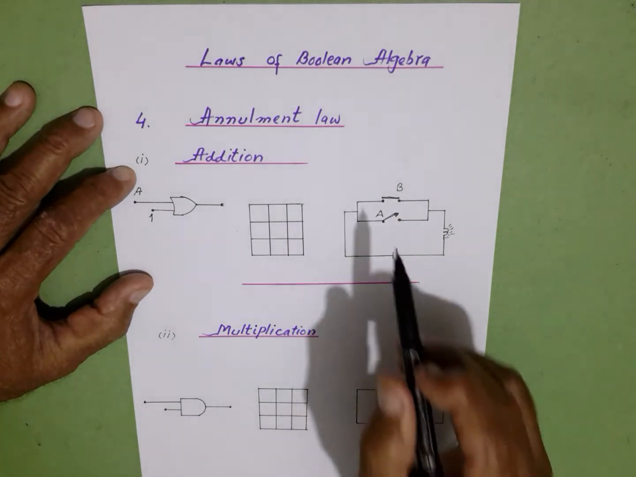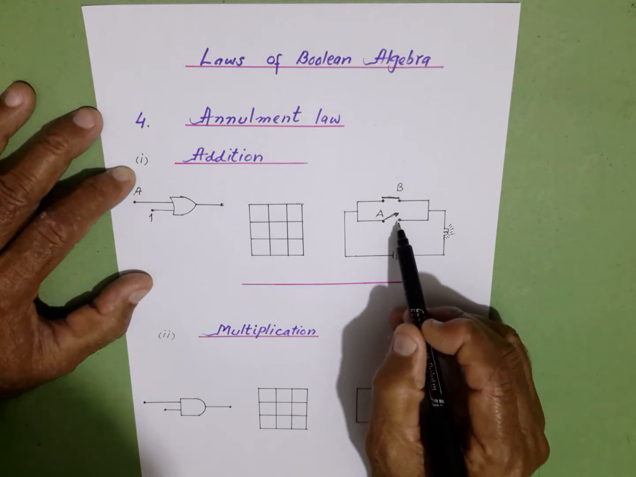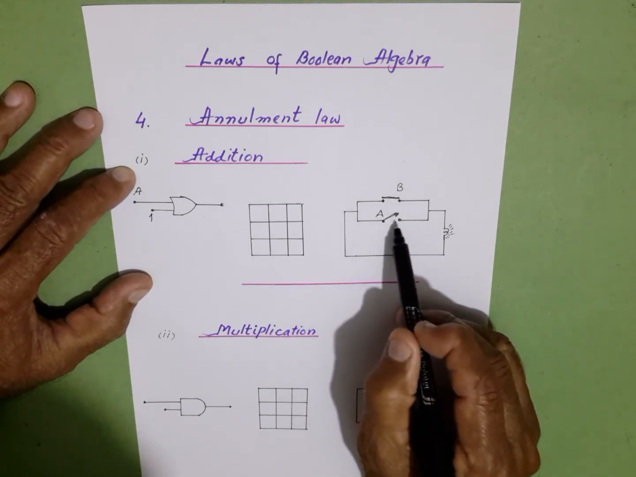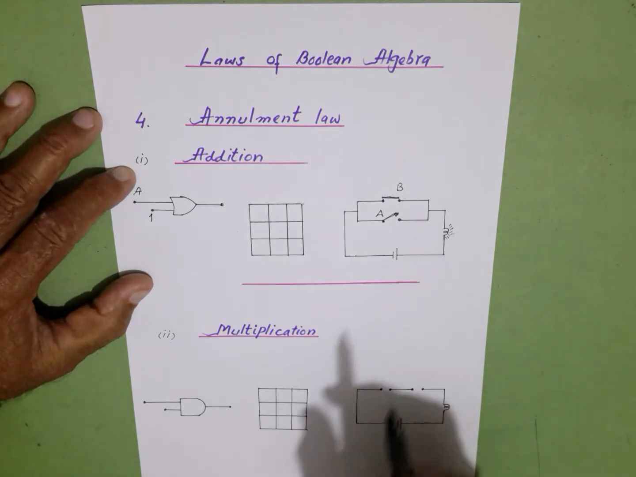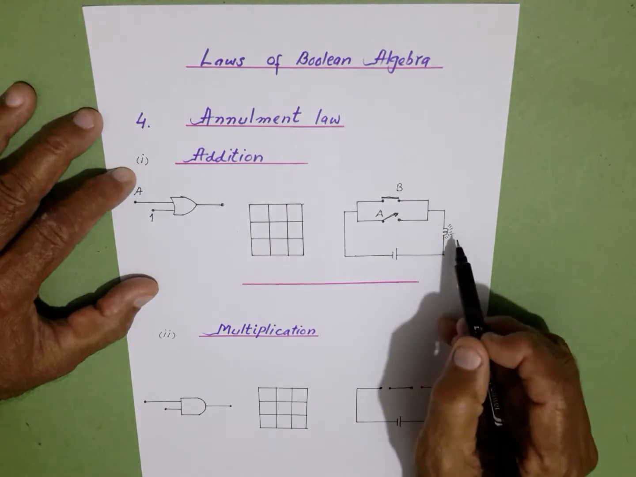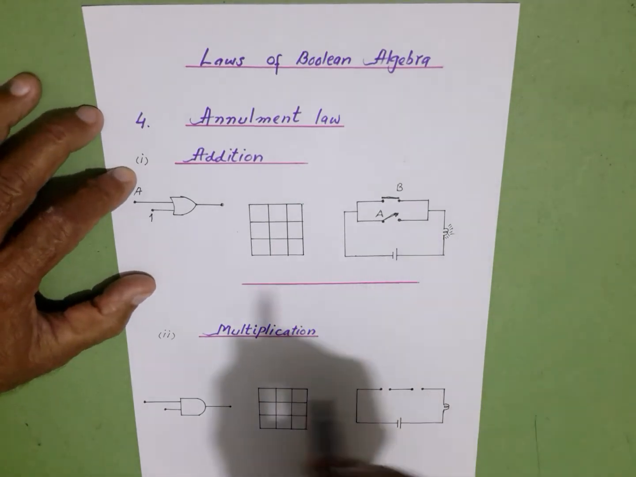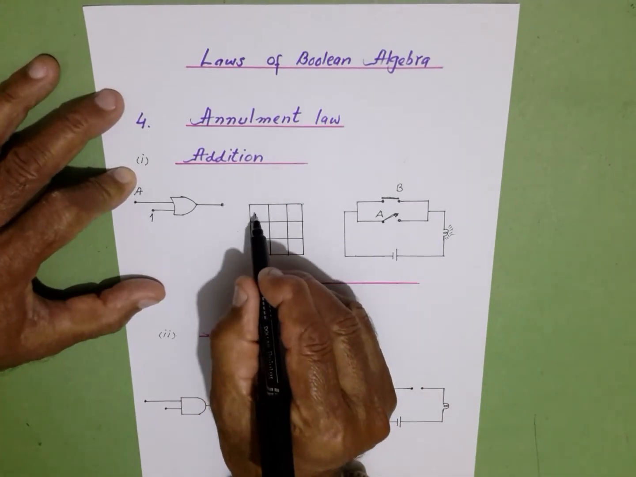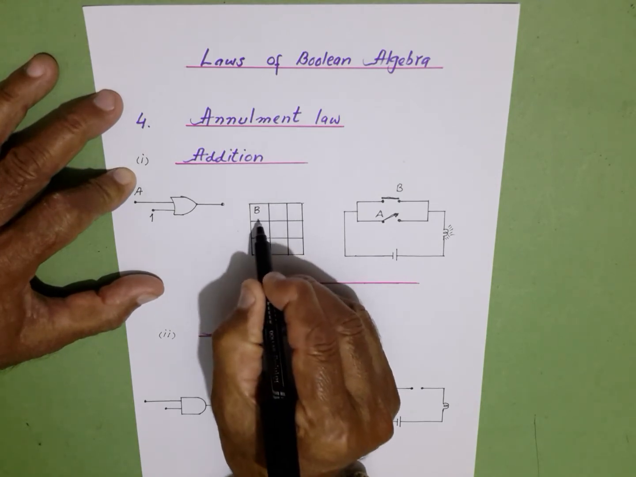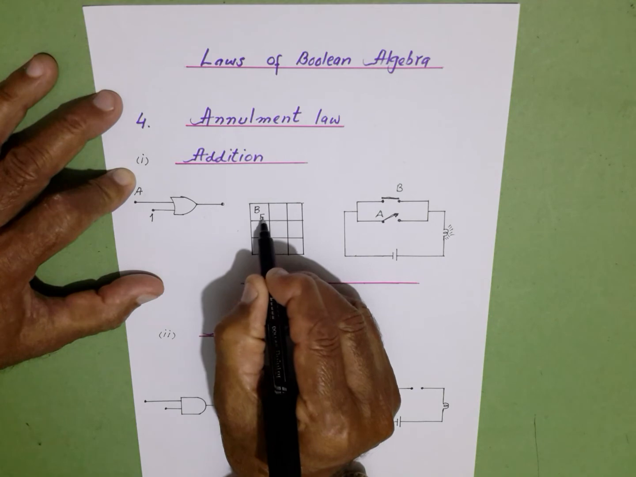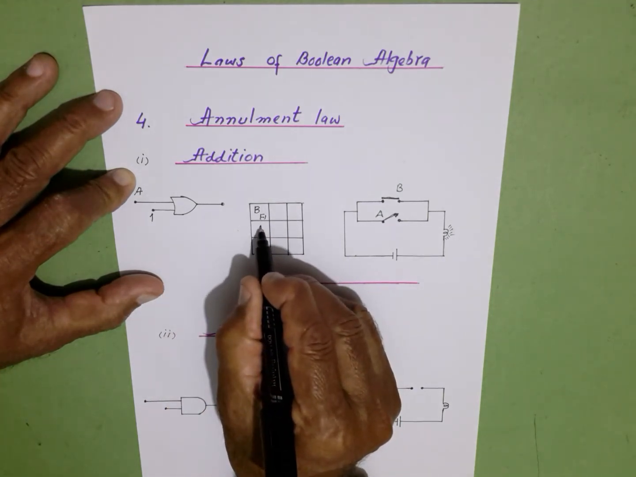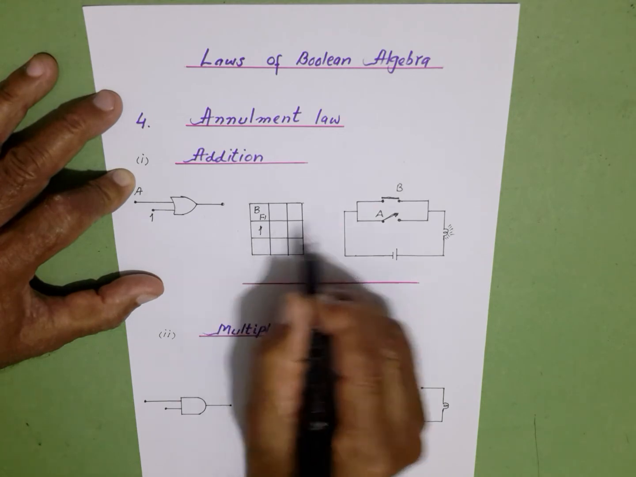And when A is 1, that means A is closed, the current flows through this branch, current flows through this branch, and the lamp lights. In both cases, whether A is open or closed, the lamp lights, we get logic 1 voltage. Let us draw the truth table. This is the B switch, which is a fixed value, and it is held at logic 1. Why? Because it is closed.